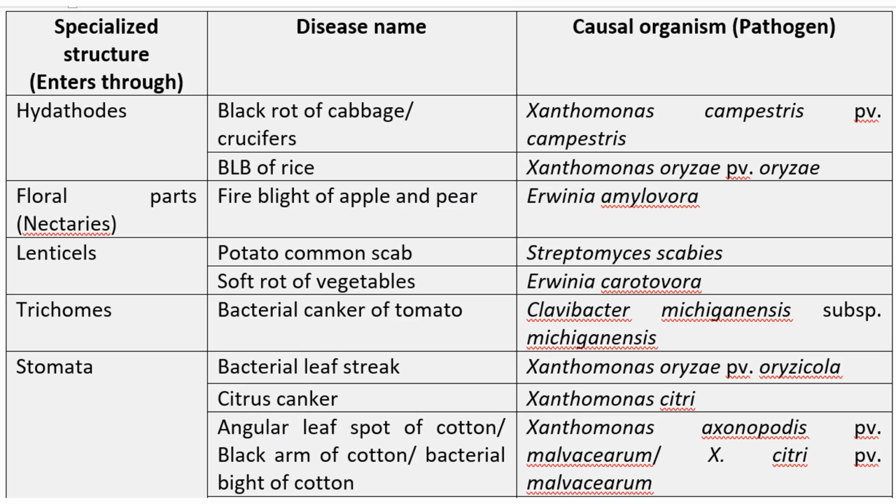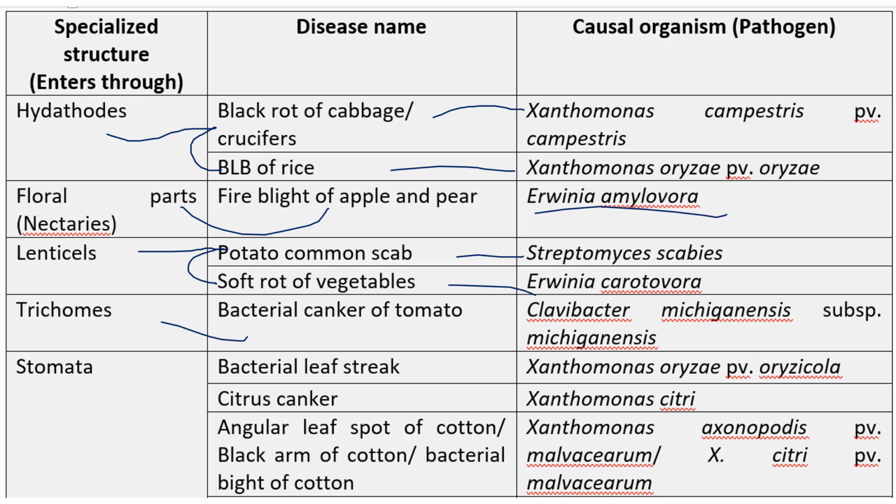These are all the entry points of important plant bacterial diseases. Hydathodes: black rot of cabbage and rice bacterial blight. Black rot of cabbage is caused by Xanthomonas campestris pv. campestris. Bacterial blight of rice is Xanthomonas oryzae pv. oryzae. Floral parts, that is nectar: fire blight of apple and pear, which enters through Erwinia amylovora. Lenticels: potato common scab and soft rot of vegetables. Potato common scab is caused by Streptomyces scabies, whereas the soft rot of vegetables is caused by Erwinia carotovora.